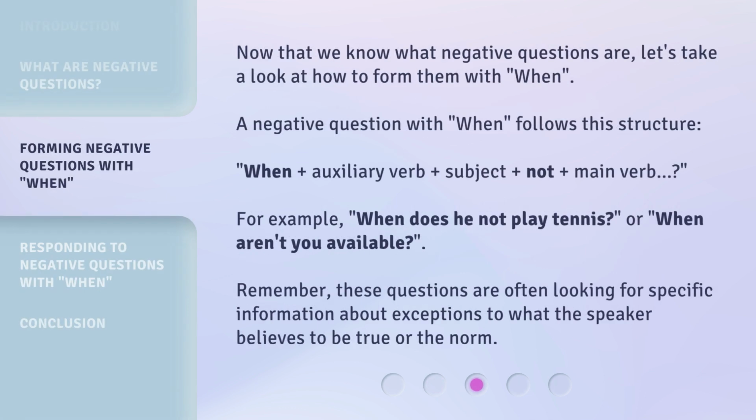Now that we know what negative questions are, let's take a look at how to form them with when. A negative question with when follows this structure. When plus auxiliary verb plus subject plus not plus main verb. For example, when does he not play tennis? Or, when aren't you available? Remember, these questions are often looking for specific information about exceptions to what the speaker believes to be true or the norm.